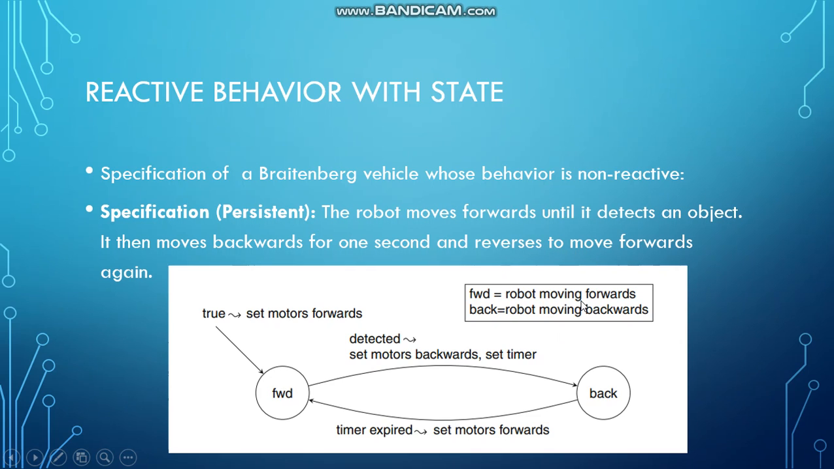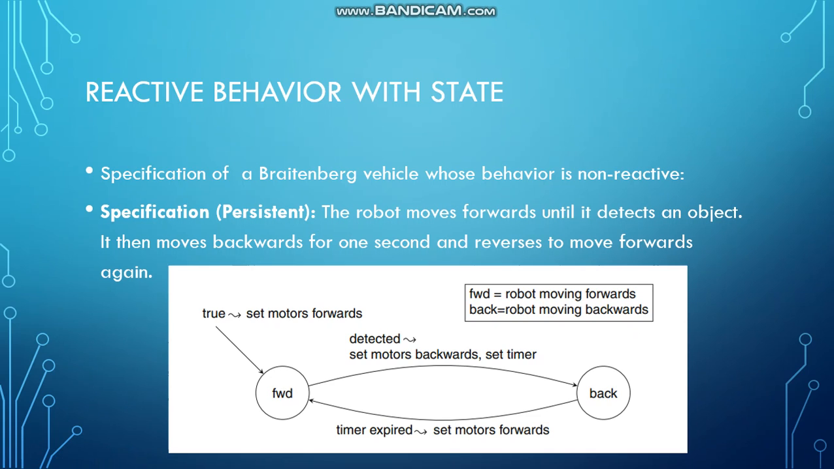So the robot moves backward and the timer is set. When 1 second has passed, the timer expires. Then the transition from the back state goes to the forward state. Since the timer already expired, remember this is a condition: if the timer expired, you set the motors to forward. So from the back state, you go to the forward state. FWD means the robot is moving forward, and back means the robot is moving backwards.